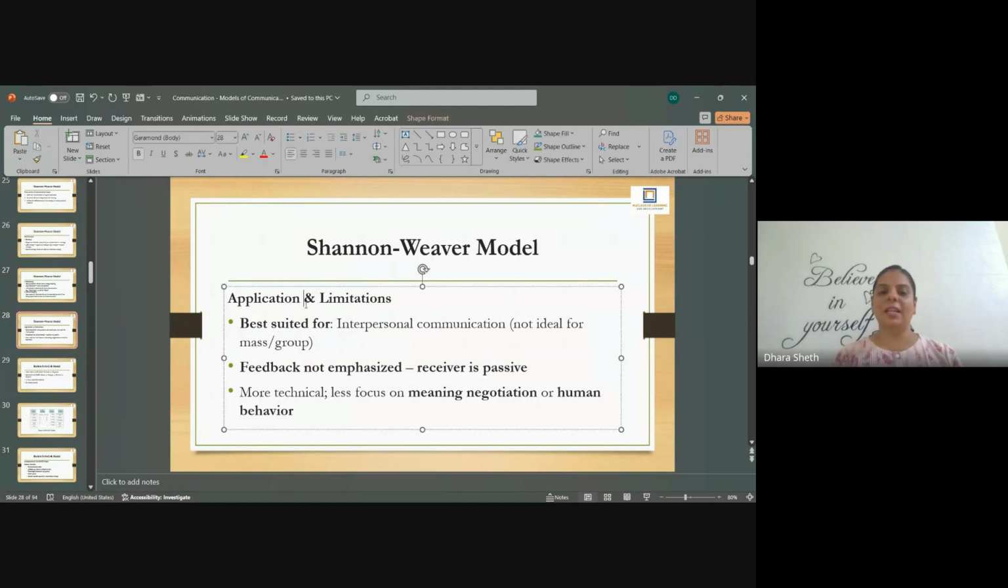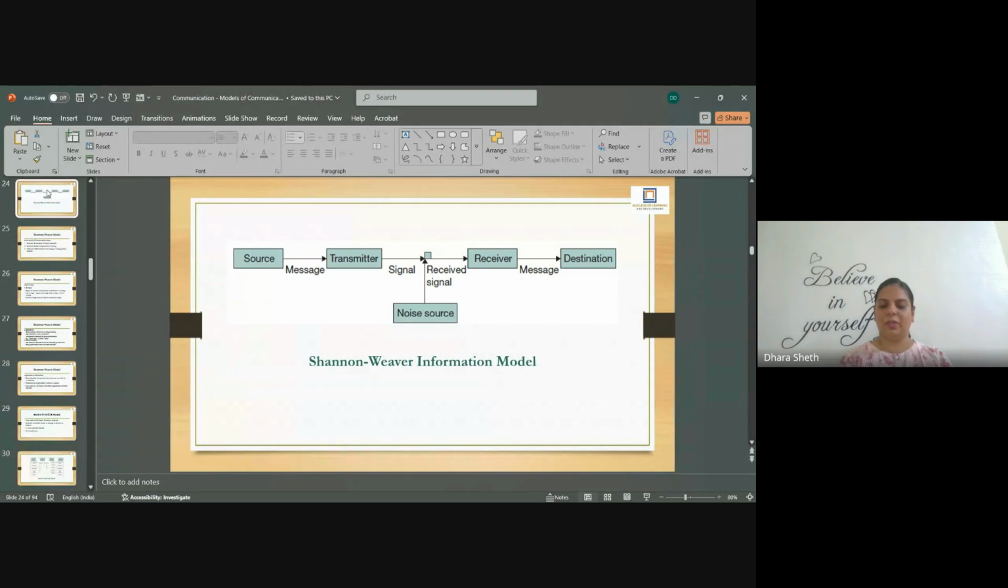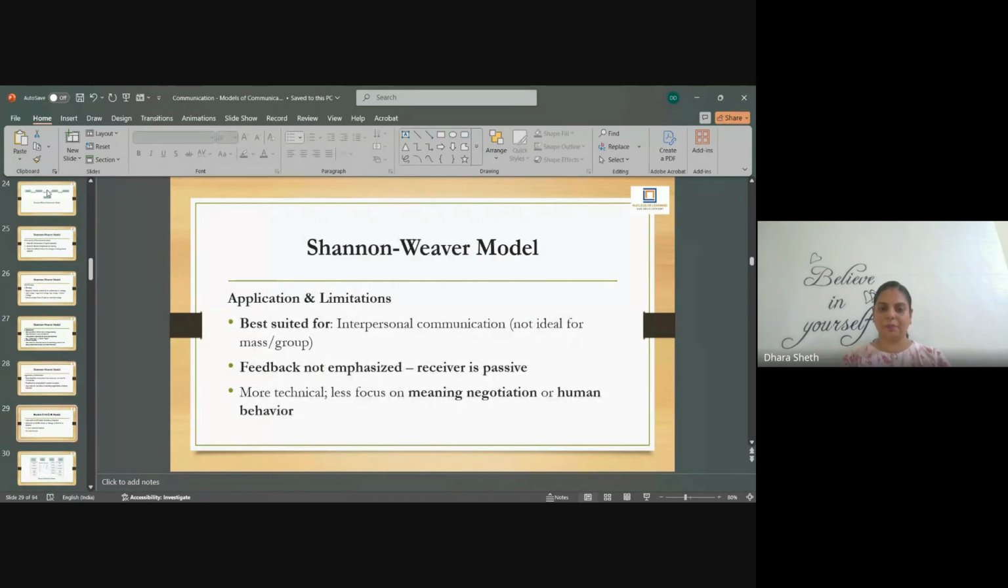What are the applications and limitations? It is best suited for interpersonal communication, not ideal for mass or group. Feedback is not emphasized. The receiver does not give feedback. It is single linear, more technical, less focus on meaning negotiation or human behavior, because it is one-sided. You see here, it goes one side. So Shannon-Weaver model is a linear model.